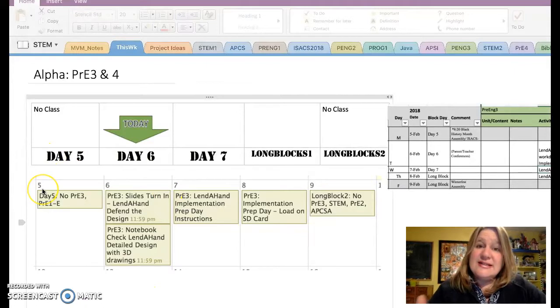Okay, so we were out of class yesterday on Monday, and we will be out of class again on Friday, on that second set of long block days. Tomorrow we will be doing an implementation prep day, and then on Thursday we'll be loading those 3D print files onto SD cards that I'm going to provide for you, along with some very specific details on how to prep those cards with the files and instructions for printing. Okay, so for today, let's look at these assignments over in Schoology.